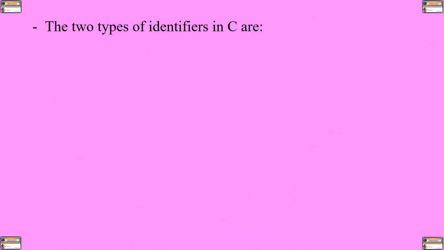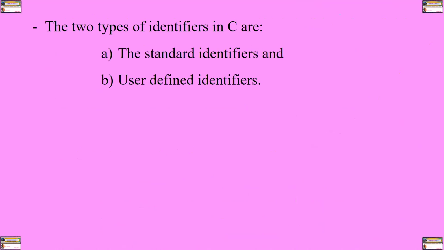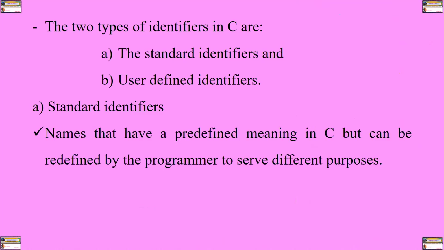So the two types of identifiers in C are the standard identifiers and what we call the user-defined identifiers. In other words, when it comes to naming variables, there are certain names that are already known by the processor, and there are those which you give by yourself. So what are standard identifiers? These are names that have a predefined meaning in C, but can be redefined by the programmer to serve different purposes. In other words, these are names that have a predefined meaning.